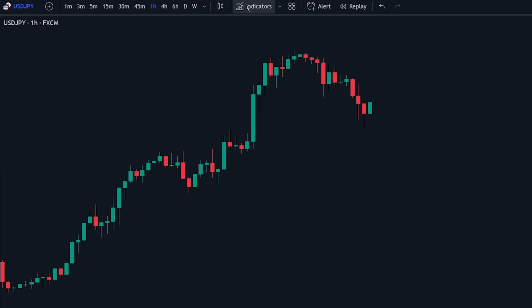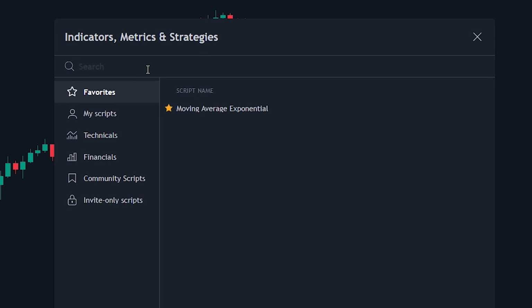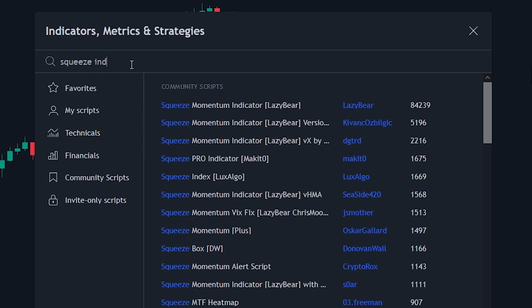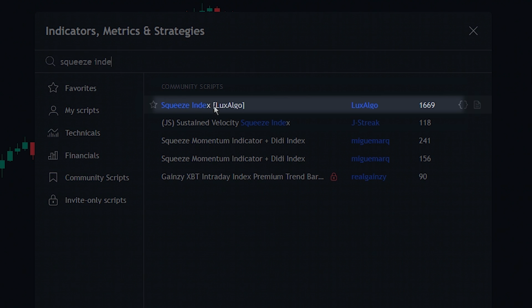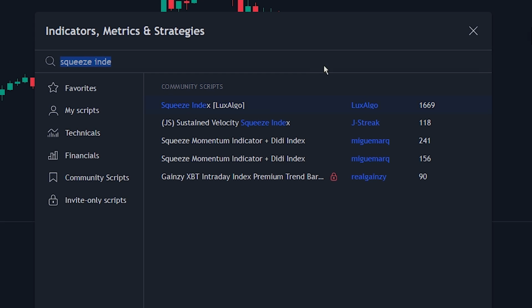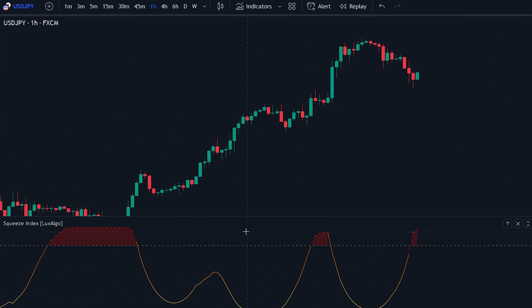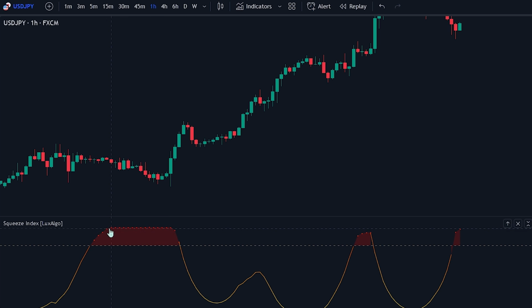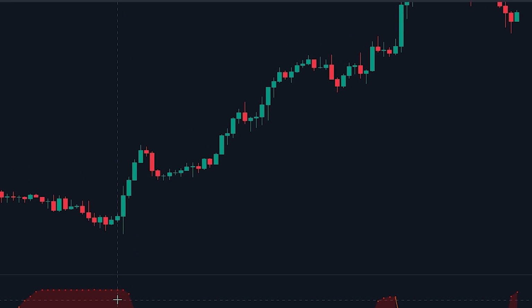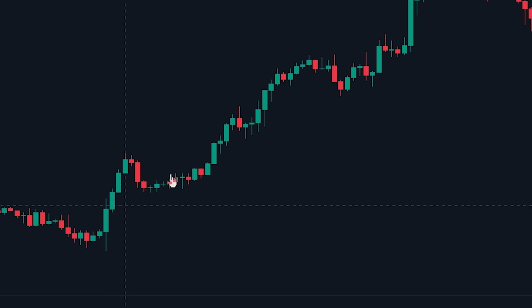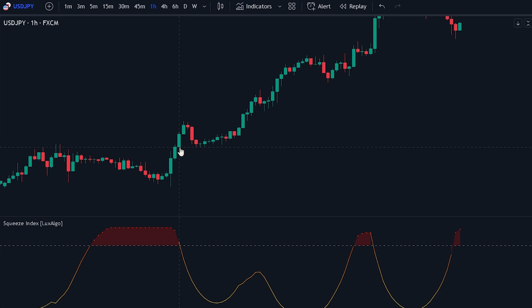Head over to the Indicator Search tab and search for the Squeeze Index indicator. Select the indicator made by Lux Algo and add it to the chart. This indicator showcases whenever the price action is squeezing. During a squeeze, the price is compressed within a tightened area, which indicates that the price will be stationary during this period. Price breaking out of this area will generally indicate to the trader whether to buy or sell, depending on the breakout direction. This means that we shouldn't take trades while the squeeze index is above the 80 level.